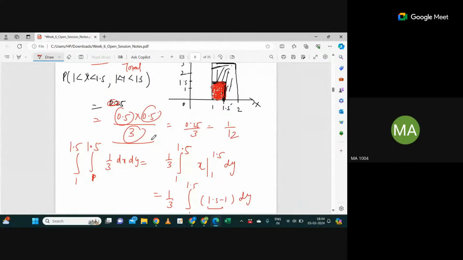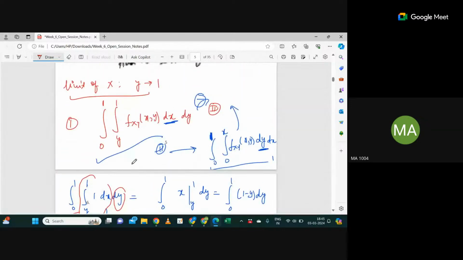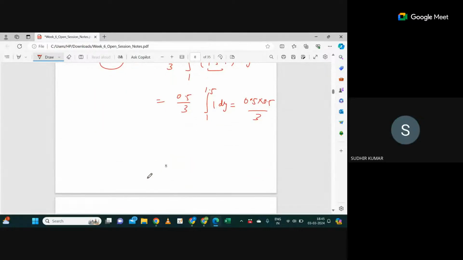Is it always dx into dy, or can it be dy into dx? dy into dx, no problem. You can go either way. If you're doing dy then dx, you have to first integrate with respect to y, then with respect to x. The answer will be the same for both. You can see we solved the previous question dy with dx, then dx dy, and we got the same answer. Only take care to set the limits.